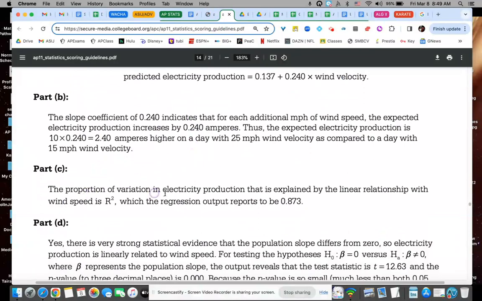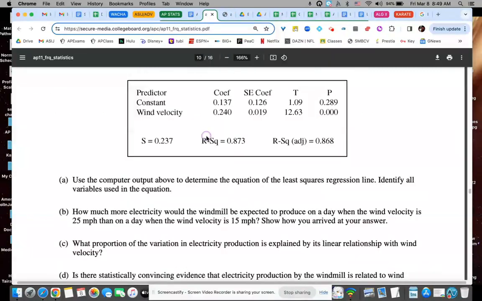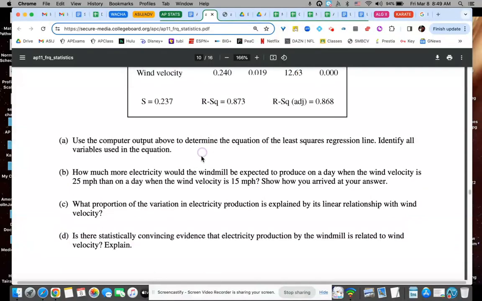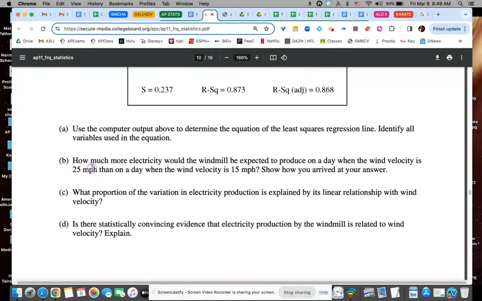Part C, so this is the proportion of variation in electrical production, right? That can be explained by the relationship or the association with the wind speed, right? That's your 0.873. You just have to identify that. So 87.3% of the variation. These are just direct explain, right? Plug and chug maybe a little, or explaining. The B is understanding slope, C is understanding coefficient of determination, A, how to figure out your computer printout, right?